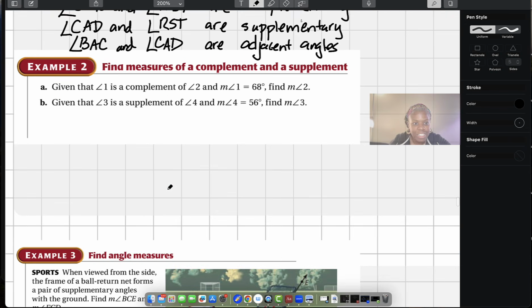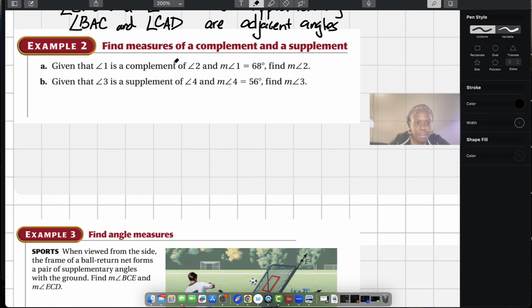Let's go ahead and pay attention to example 2. Find the measures of complementary and supplementary angles. So given that angle 1 is a complement to angle 2, these guys are complementary to one another. Remember, complementary is 90 degrees they add up to. Figure out what angle 2 is if angle 1 is 68 degrees. So if I know these two add up to 90 degrees, I can find the other one. Let's see how we'll do it.